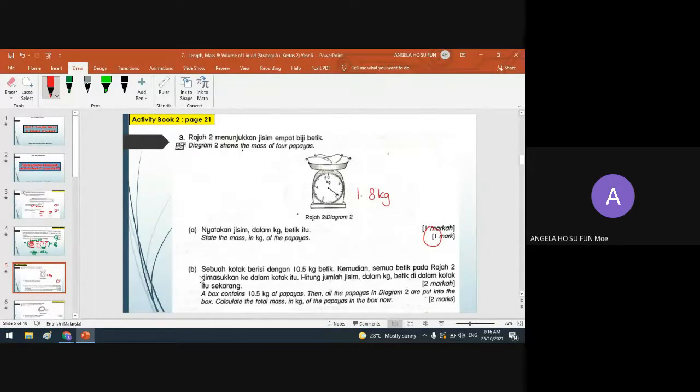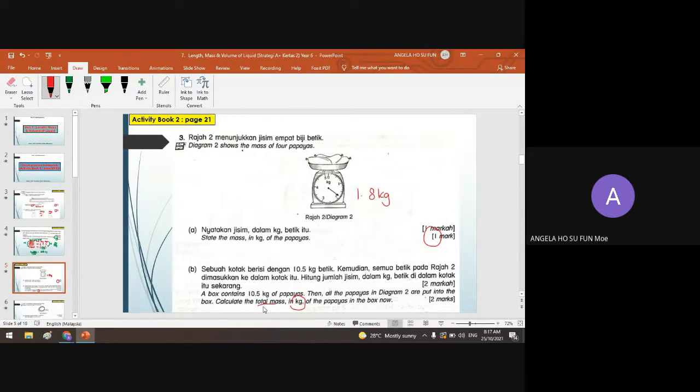Now B, a box contains 10.5 kg of papayas. You imagine in one box there are 10.5 kg of papayas, then all the papayas in diagram 2 are put into the box. Originally there is a box with papaya and the mass is 10.5 kg. Now you put these 4 papayas into the box again. Calculate the total mass in kilogram of the papayas in the box now.